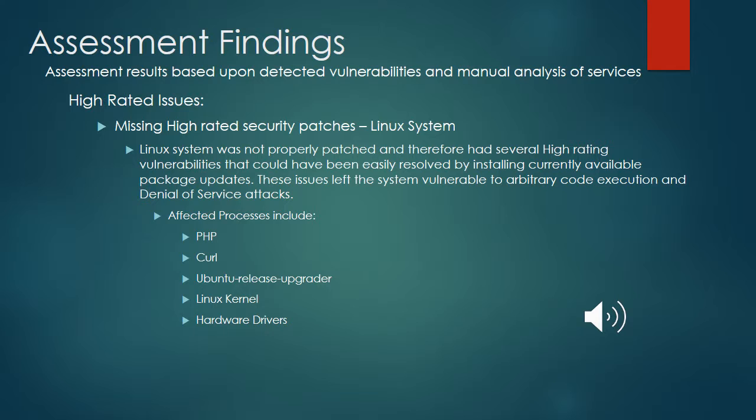Some of the affected processes were PHP, curl, the Ubuntu release upgrader, the Linux kernel itself, and a list of about 8 to 10 different drivers that were susceptible to vulnerabilities as well. These were common drivers for USB devices and things like that. And all of these could have been easily patched by just running standard updates.